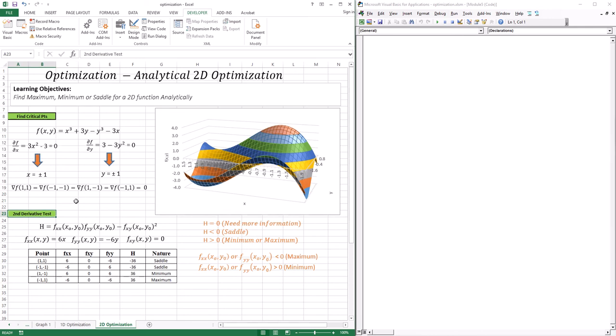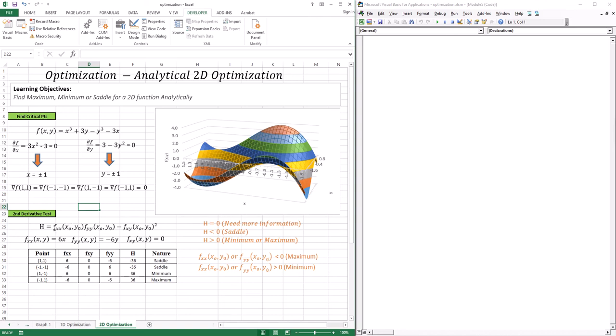Now, as with the 1D optimization, we are going to do the second derivative test. As you would predict, it is going to be a little bit more involved than the 1D version. And the second derivative test is going to be crystallized in this h. And this h is dependent on 3 second derivatives. This second derivative and this and this.